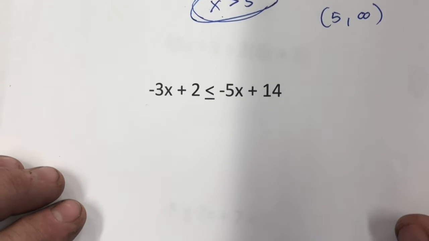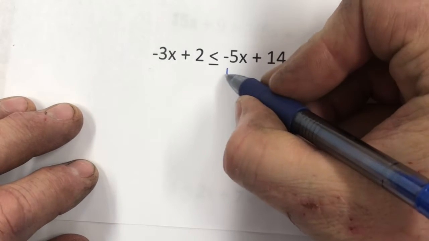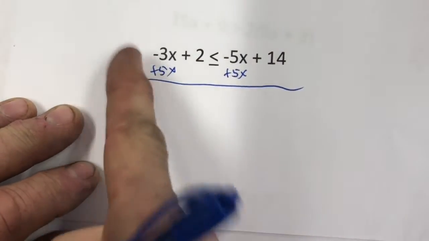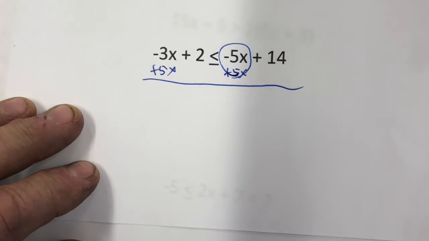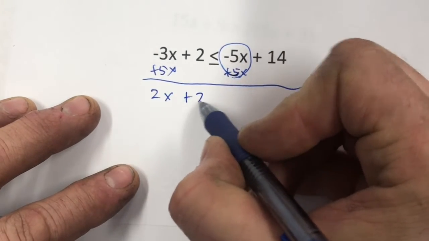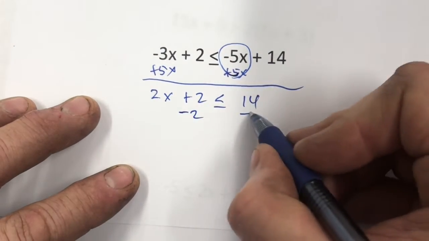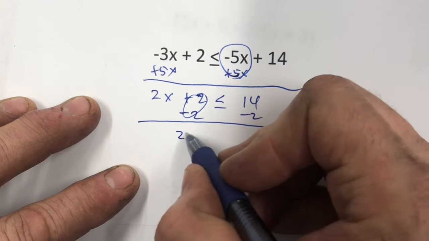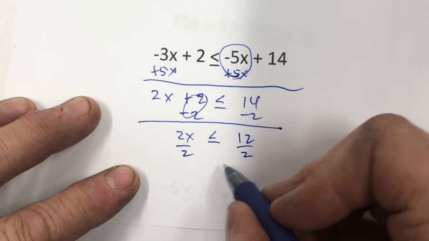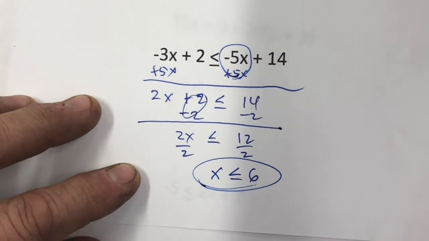Here's another one. Okay. So if I solve this one again, I'm going to add 5x because when you have an inequality, you want your variable over here on this side. So we want to get rid of it from that side. So that's going to give us -3 plus 5. That'd be a 2x plus 2 is less than or equal to 14. And so I'm going to minus 2 on both sides. And that means 2x is less than or equal to 12. And then I divide by 2, which means x is less than or equal to 6. So there's my inequality right there.